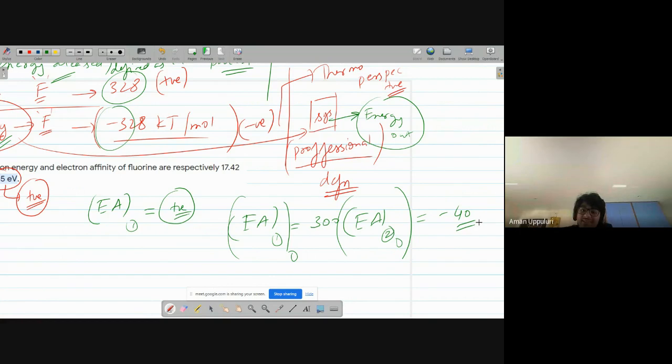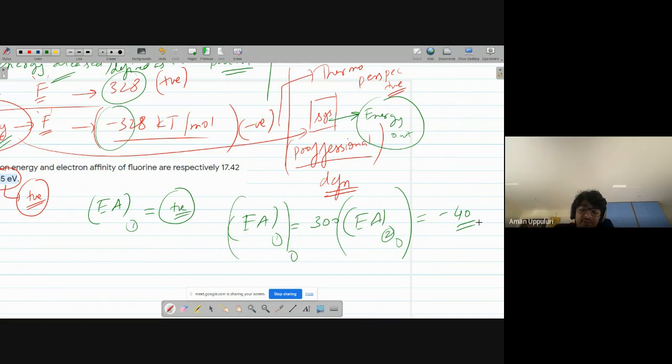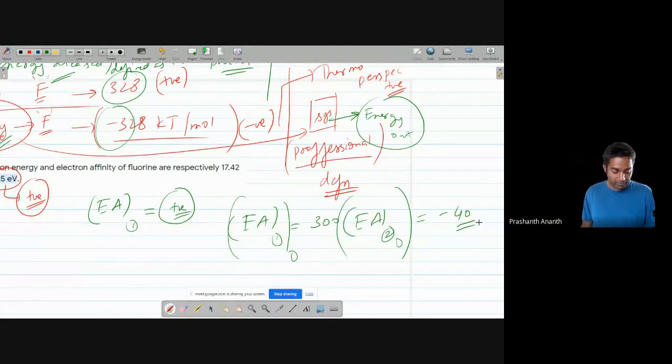So we just reverse the signs and assume it to be electron gain enthalpy. Exactly. You have to reverse them into what makes sense to you and then use them in your question. You understand what I mean? Yes, sir. But it's not always negative, right? No, EA2, when they're giving it to you as electron affinity 2, it is negative only.